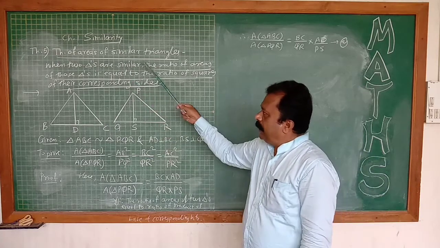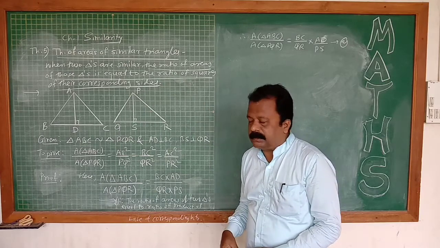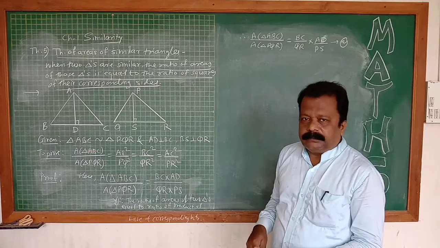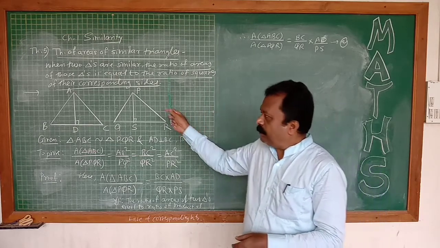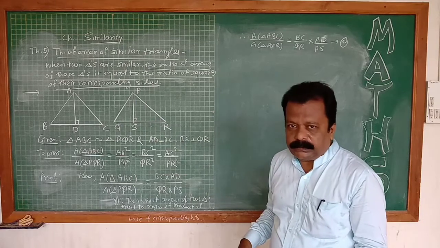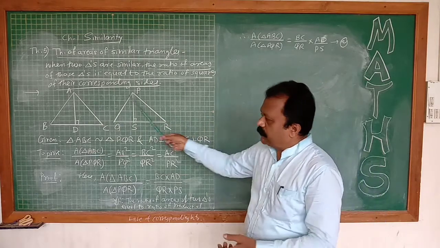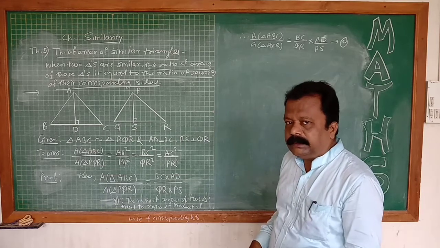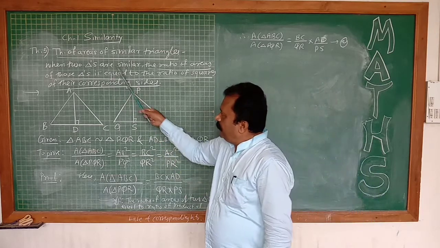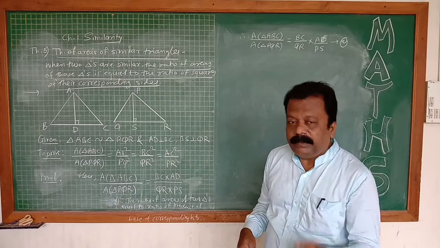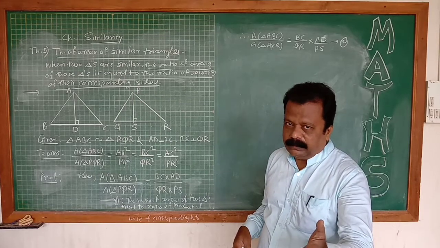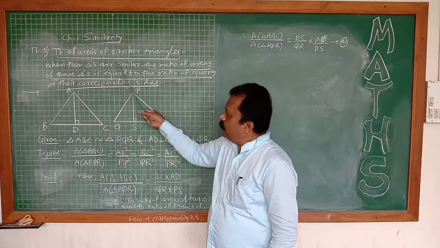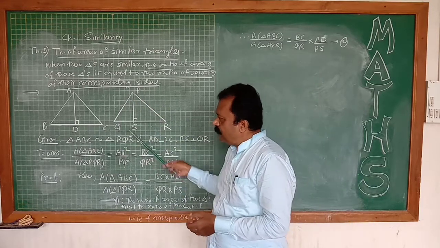Now, the theorem of areas of similar triangles. When two triangles are similar, then the ratio of the areas of the two triangles is equal to the ratio of the squares of their corresponding sides. This is the statement. Now, what is given in that statement? When two triangles are similar, this is the given part. According to the given part, you have to draw figures. Two triangles are similar, so you have to show two triangles.